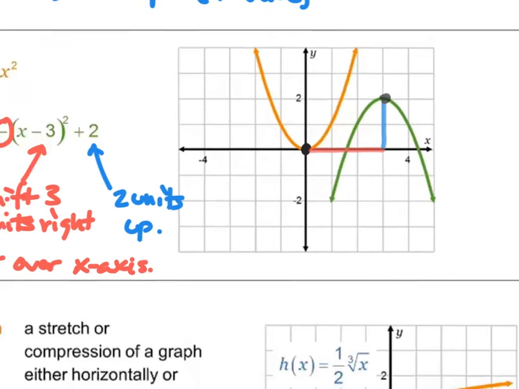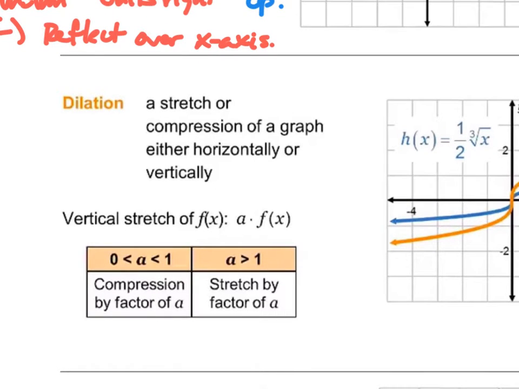All right, the next thing we need to talk about is a dilation, and that's a stretch or compression of a graph, either horizontally or vertically. It comes with this value of a. So if we take the function, it comes from this multiplier of a, so this multiplier.